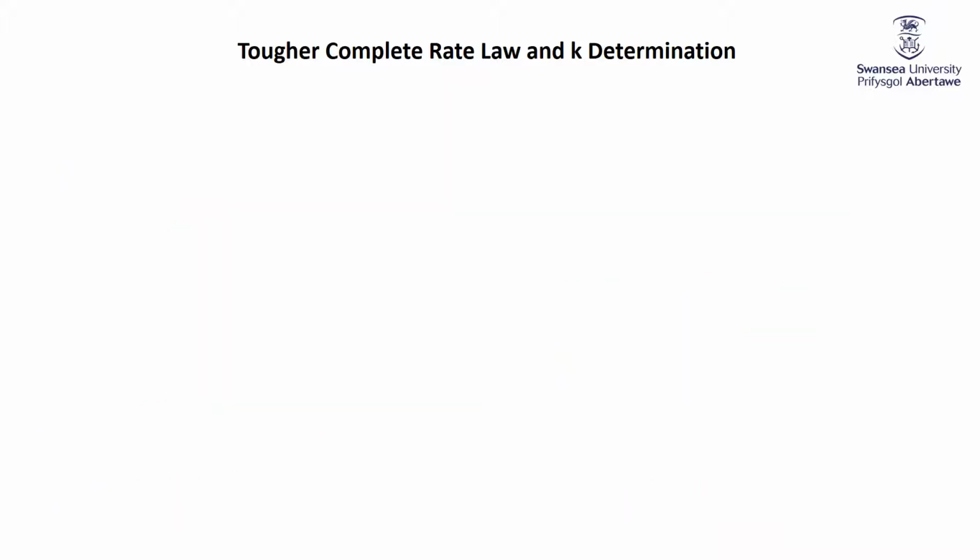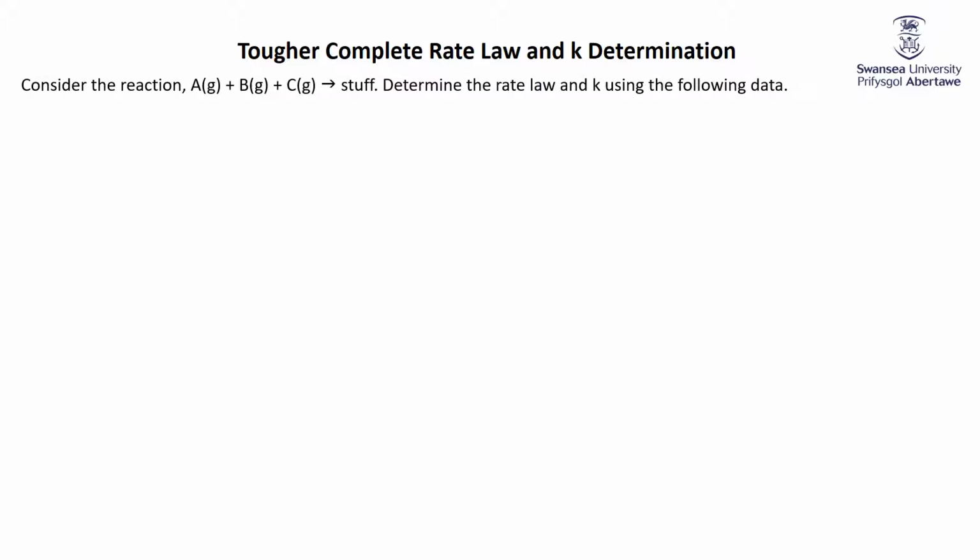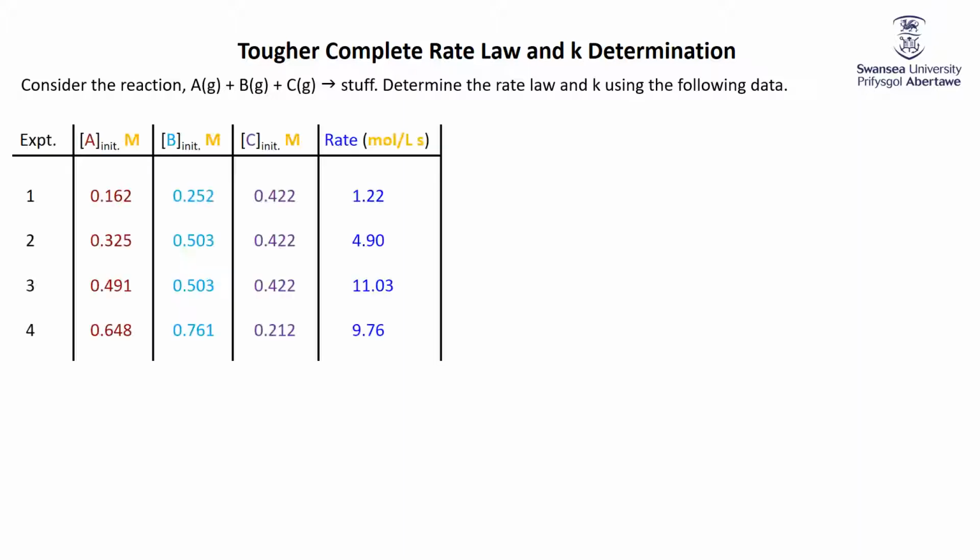Hopefully you enjoyed that. However, those numbers 0.25, 0.5, 2, 4, 16, probably not ones that we would get in a regular experiment. So let's do a new one. Consider reaction A plus B plus C. So now we've got 3 reactants going to stuff. Determine the rate law and K using the following data.